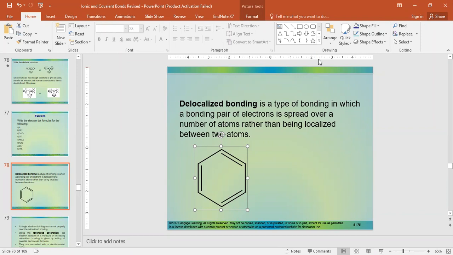Now, this benzene ring is such that this is a carbon, this is a carbon, this is a carbon, a carbon, a carbon, and a carbon. Now, you also realize that the double bond is between this carbon. We have a double bond here. We have a double bond here. And we have a double bond there.